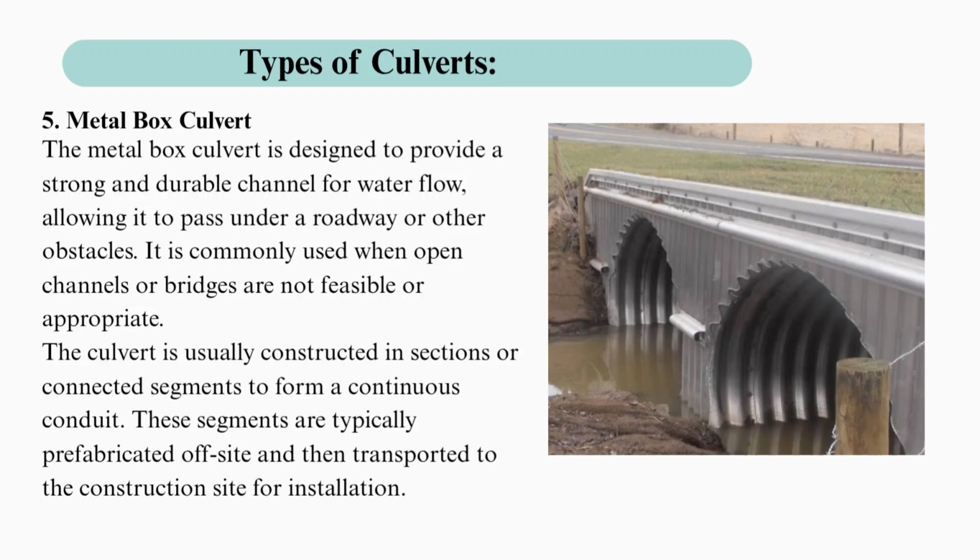Now the next is the metal box culvert. The metal box culvert is designed to provide a strong and durable channel for water flow, allowing it to pass under a roadway or other obstacles. It is commonly used when open channels or bridges are not feasible or appropriate. The culvert is usually constructed in sections or connected segments to form a continuous conduit. These segments are typically prefabricated offsite and then transported to the construction site for installation.